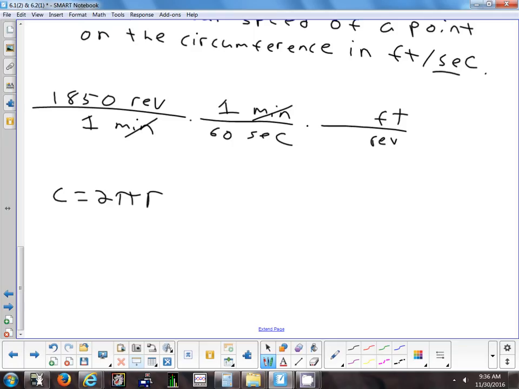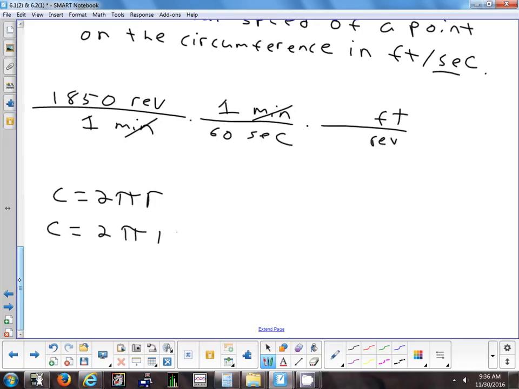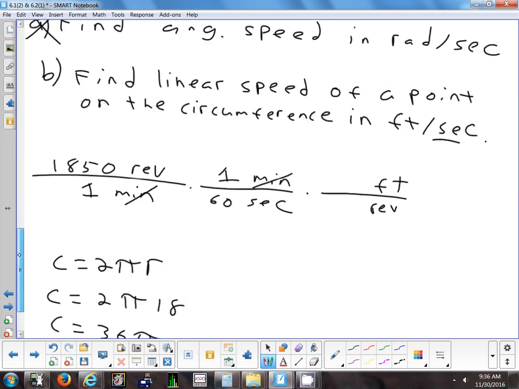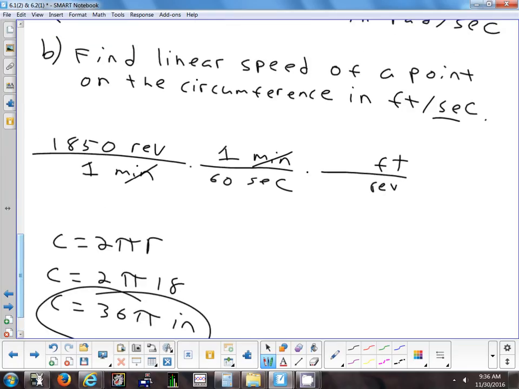So to figure out how many feet in one revolution of the tire, you need to know the circumference of the tire. So circumference is 2 pi r. What's the radius of the tire? 18. So the circumference is 2 times 18, which is 36 pi inches. Okay, so if you took this tire and you let it roll on the ground one revolution, that's how far it would roll away from you. We don't have to figure out what that is. Okay, that's 36 pi inches in one revolution of the tire.